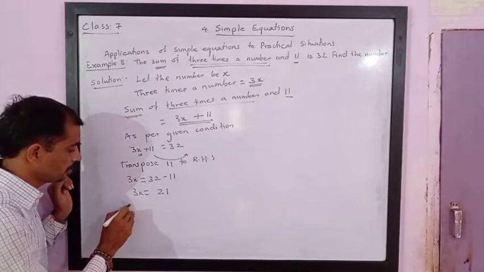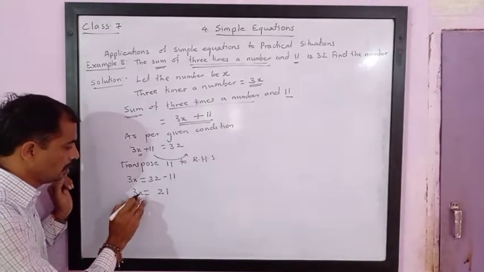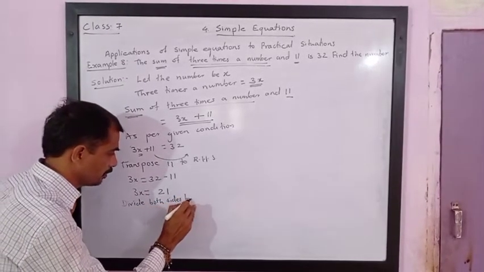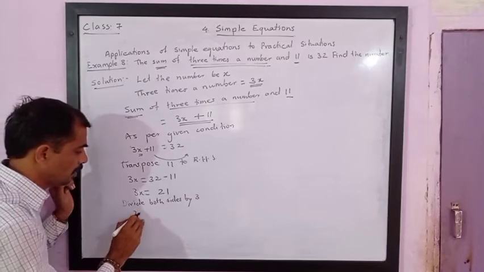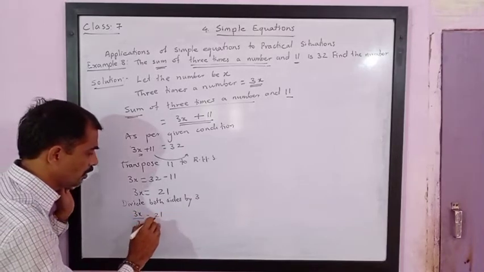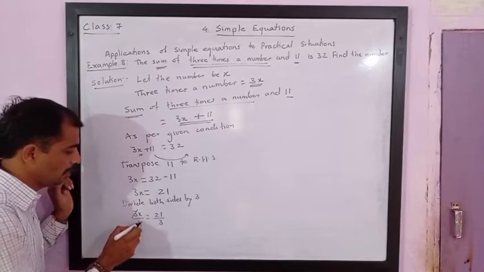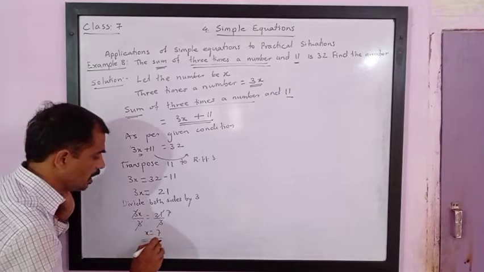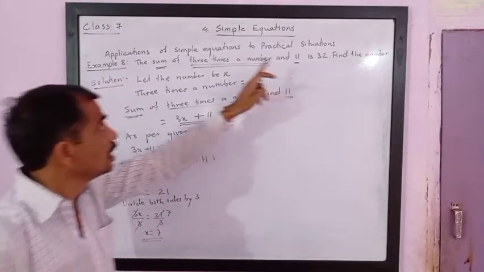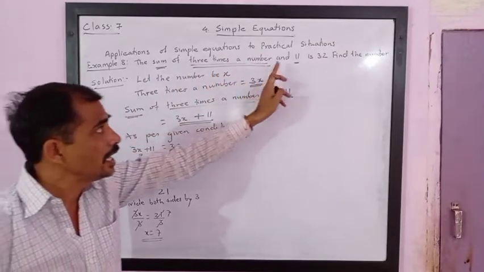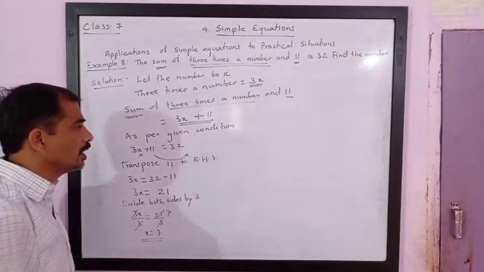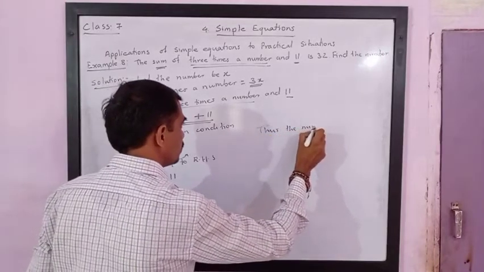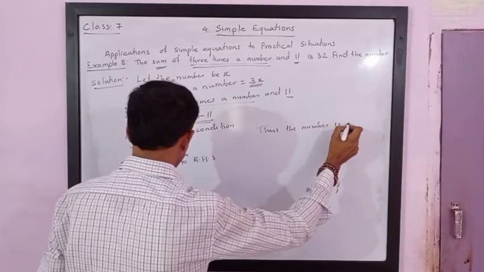Now divide both sides by 3. You will get 3x upon 3 is equal to 21 upon 3. This 3 cancels with 3, and 3 sevens are 21, so you get x is equal to 7. We were asked to find the number, where the sum of 3 times a number and 11 is 32. Thus the number is 7.